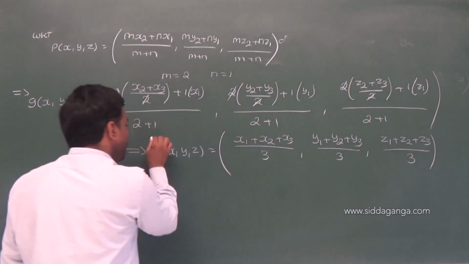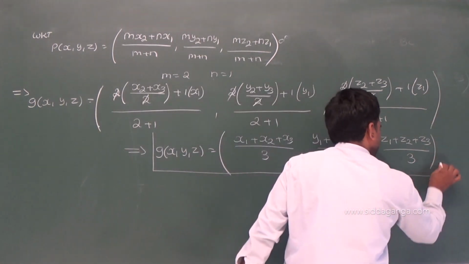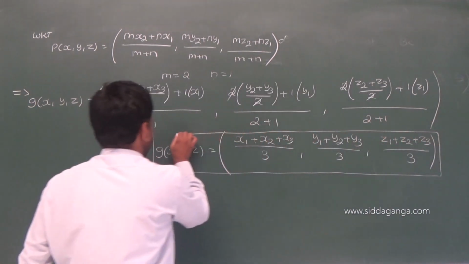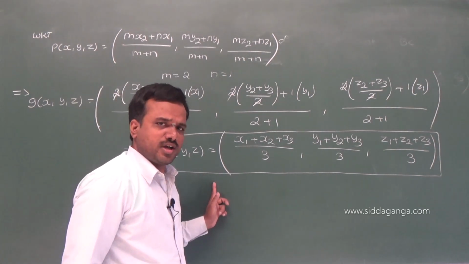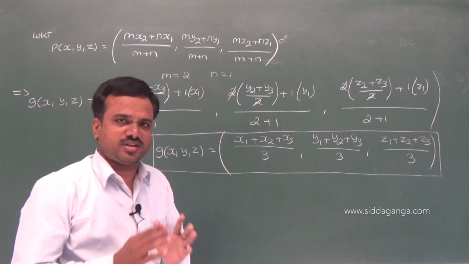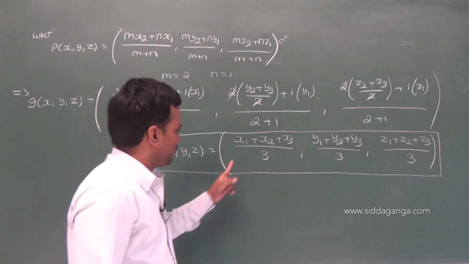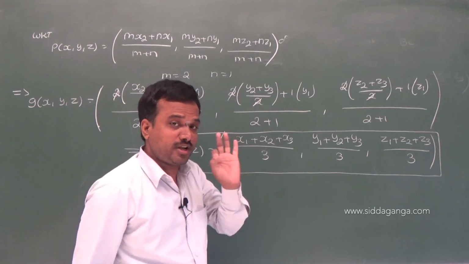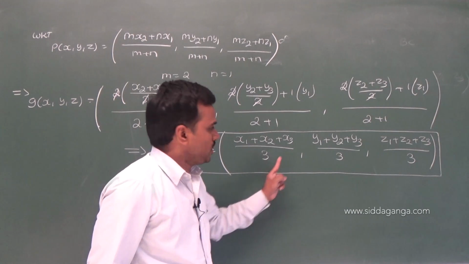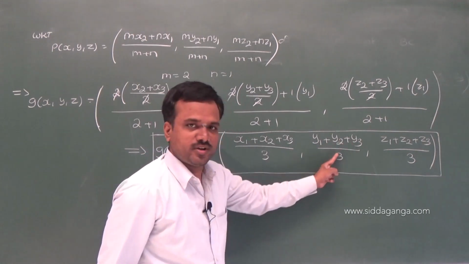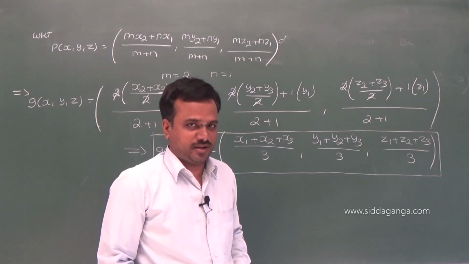This is one more formula, a very important formula. The centroid of a triangle ABC is given by x1 plus x2 plus x3 divided by 3, y1 plus y2 plus y3 divided by 3, z1 plus z2 plus z3 divided by 3.